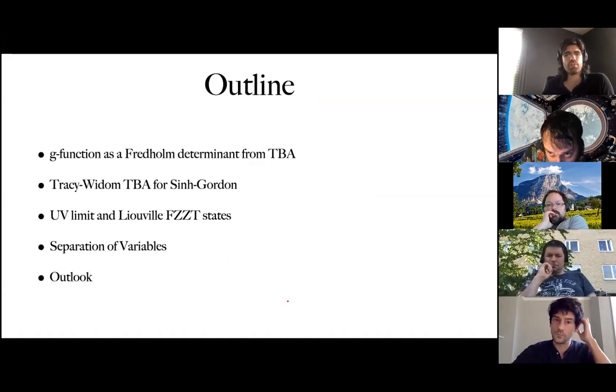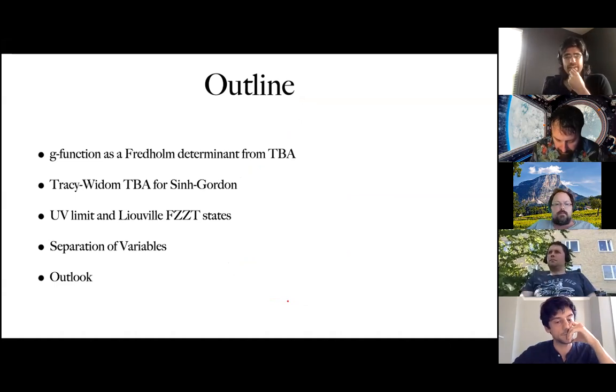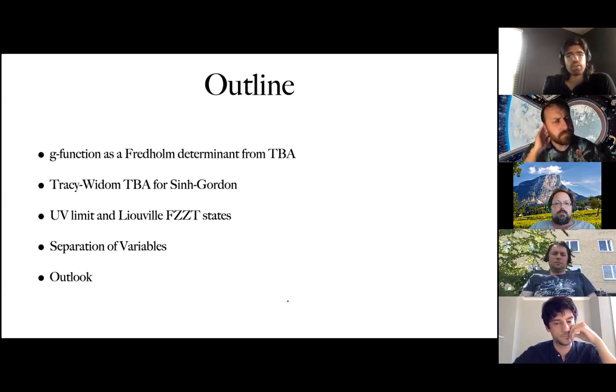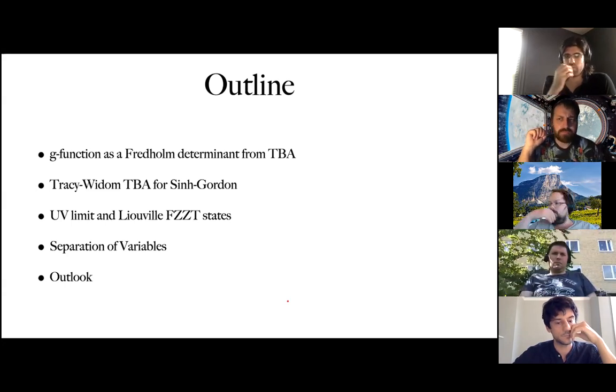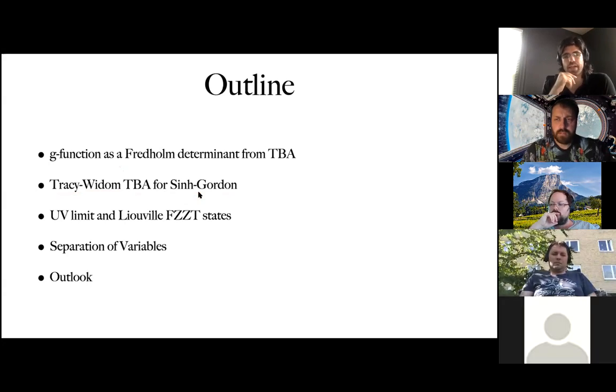And so the outline for the rest of the talk will be to tell you first what is the standard routine to compute this G function. And the answer will be that this G function is given in terms of some sort of Fredholm determinant that comes out of the standard analysis of TBA. And then in the second part, I will talk about the main topic of the work, which is to derive a new type of thermodynamic Bethe ansatz, which we call Tracy and Widom TBA. That will be clear. And we did this for the simplest integrable field theory, the sinh-Gordon, but it's to go a little bit beyond that.